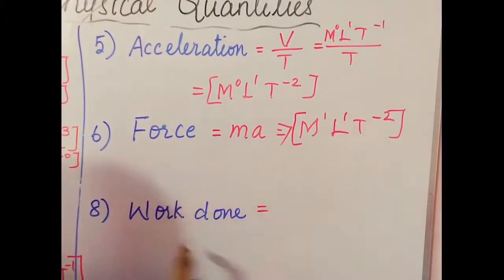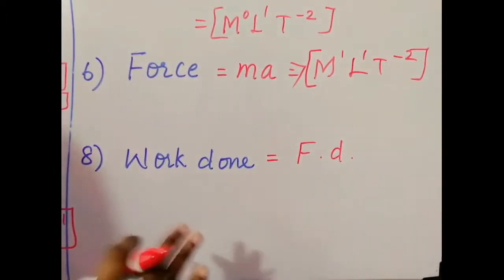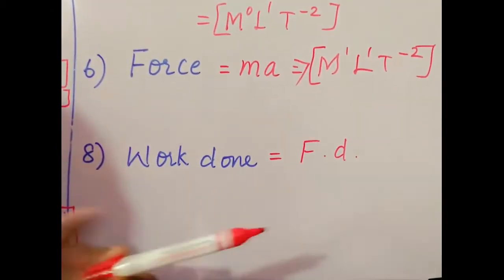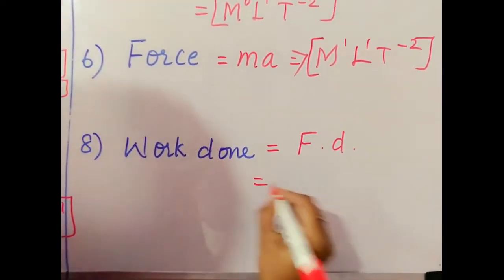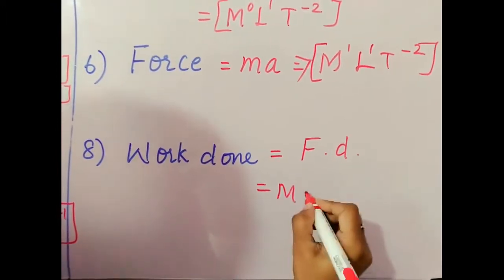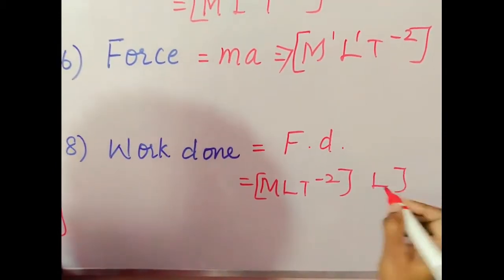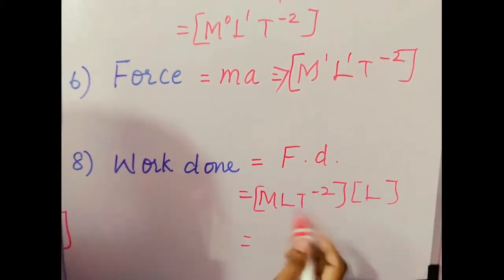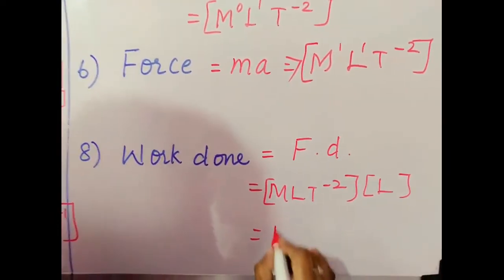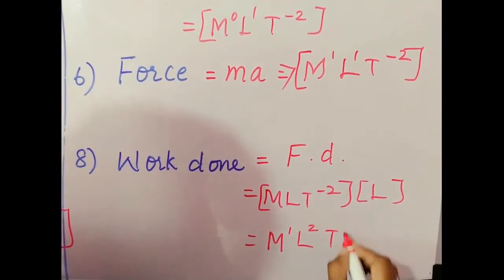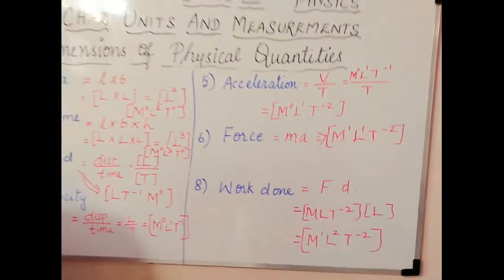And work done. So what is work done? Force into displacement. When a force is applied and the object is displaced, it is known as work done. So work done is force into displacement. Force, just now we have seen, is M L T power minus 2, and for distance it is L. If the base is the same, powers should be added. So 1 plus 1, 2. So M power 1 L square T power minus 2. This is the dimensional formula for work done.